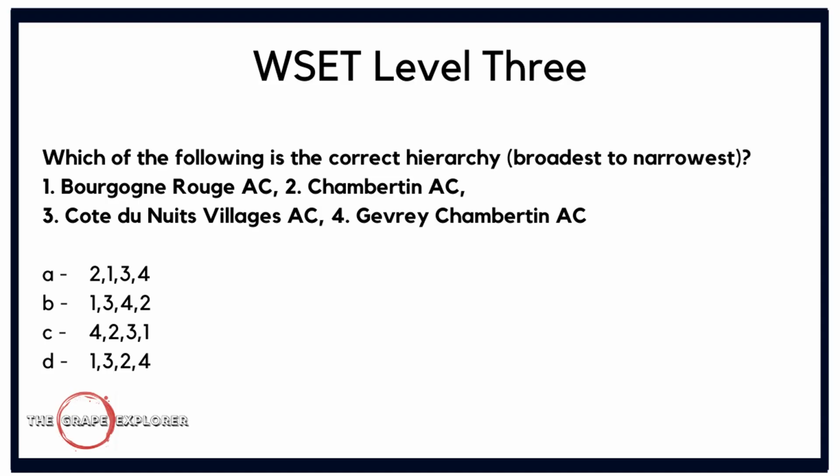Now looking at these, and I'll go back to the card quickly, the broadest one here is of course Bourgogne Rouge, because that's red Burgundy, that's clearly the broadest area. So that only leaves B and D as possible options, and you can see in B and D that only leaves us with Côte de Nuits Village as the second broadest on here. So it comes down to whether the narrowest is Chambertin or Gevrey-Chambertin, and in this case the answer is actually B. It goes 1342.